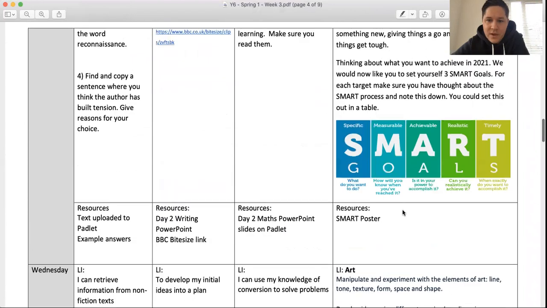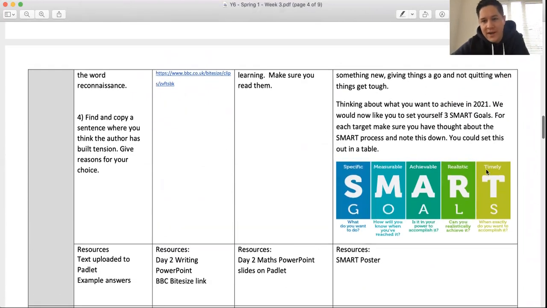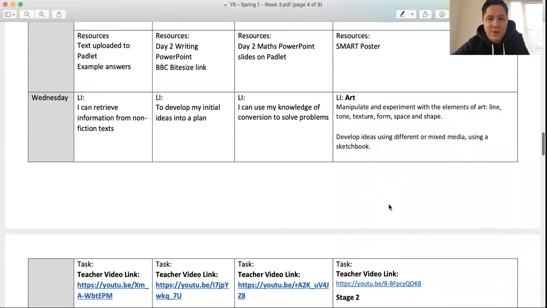Okay. And once you've thought about all of that and his key messages and what you want to achieve, I'd like you to make SMART goals. And you'll be able to have a look at this image and see what SMART goals means, and then think about your targets for 2021.